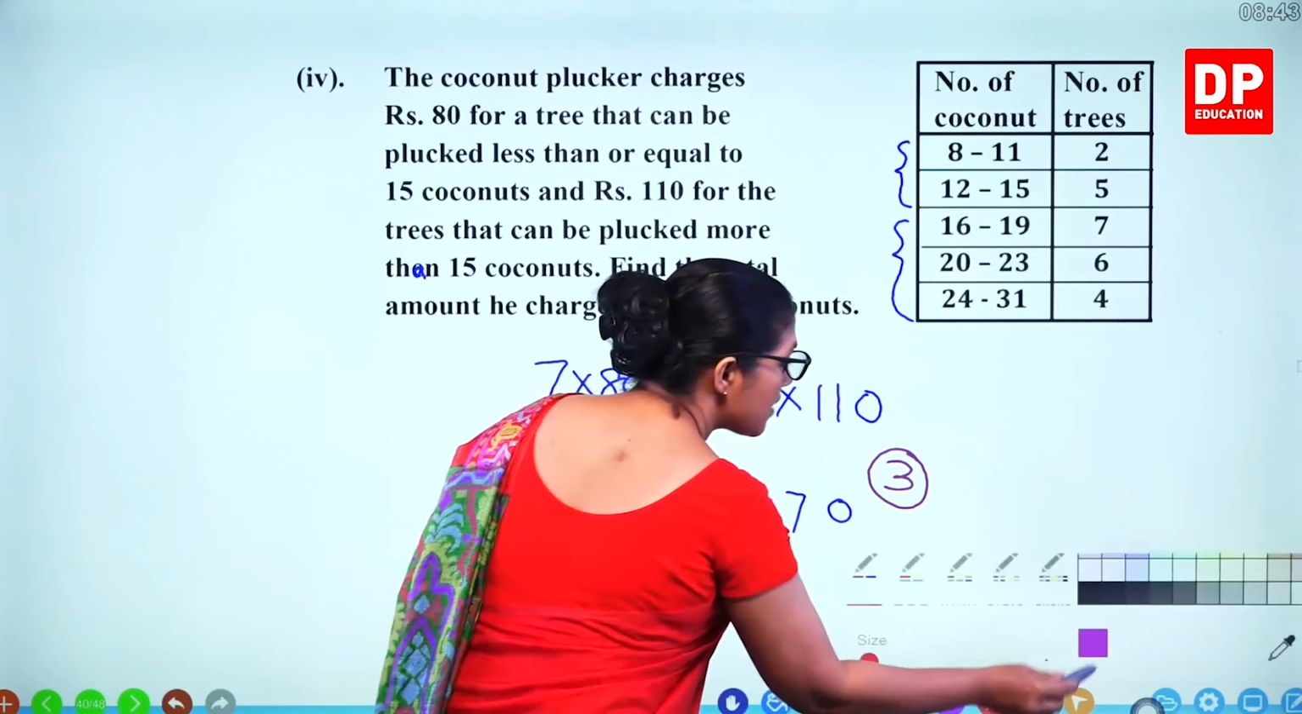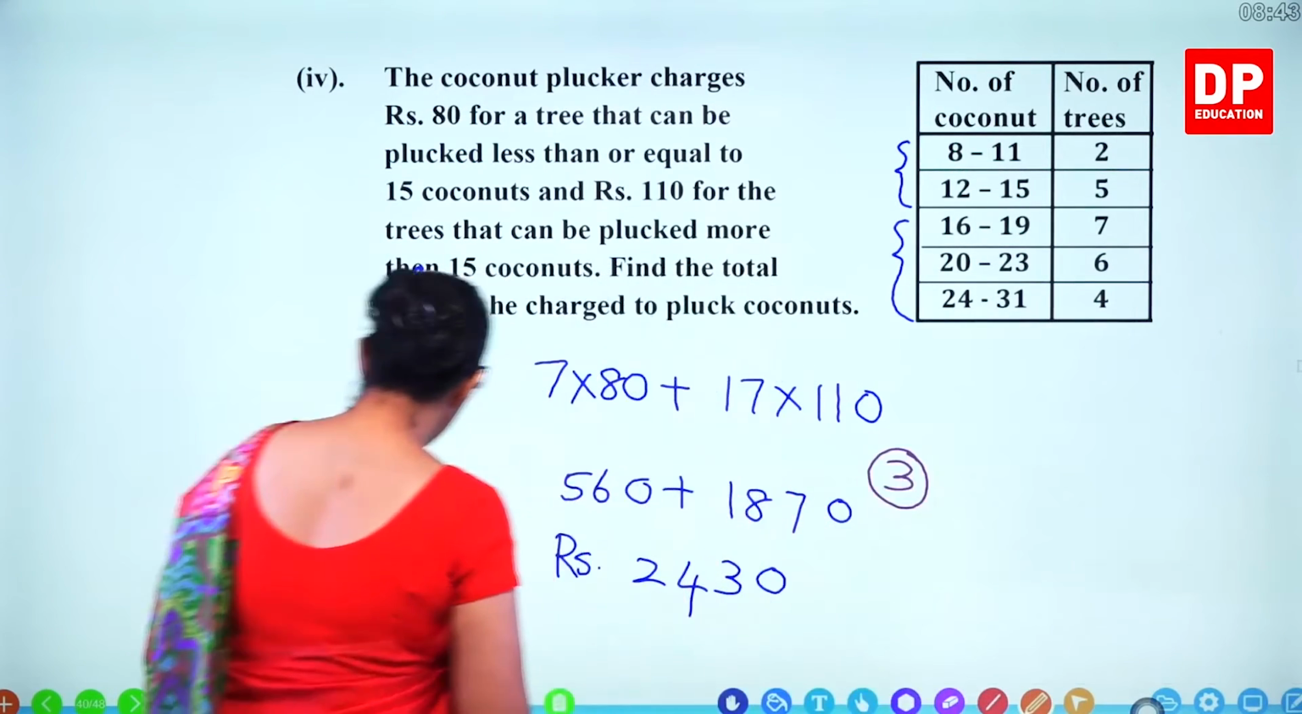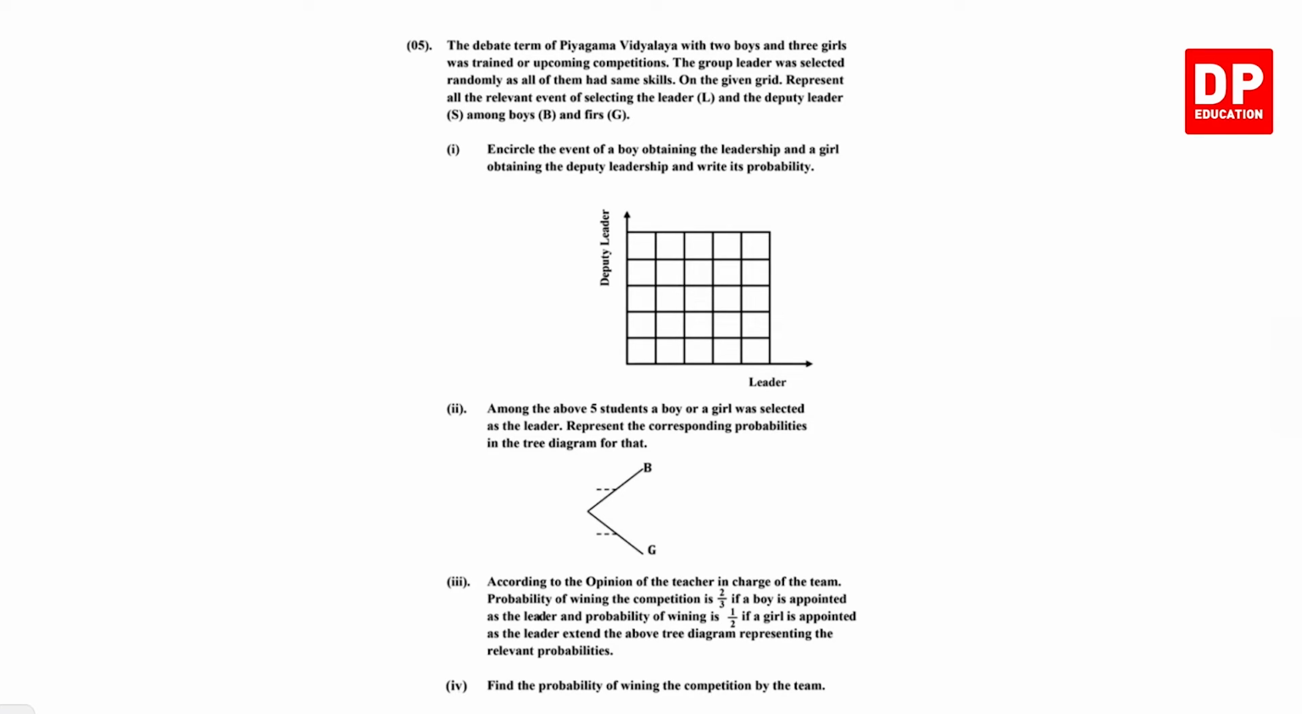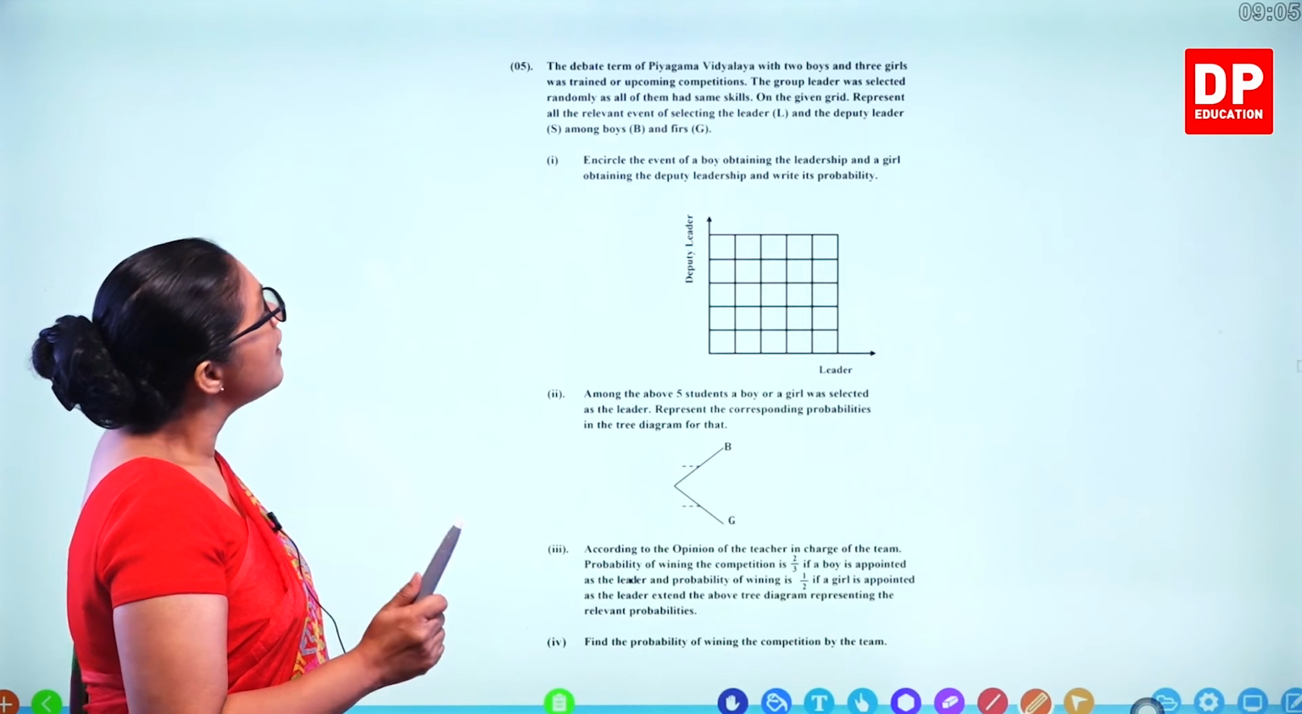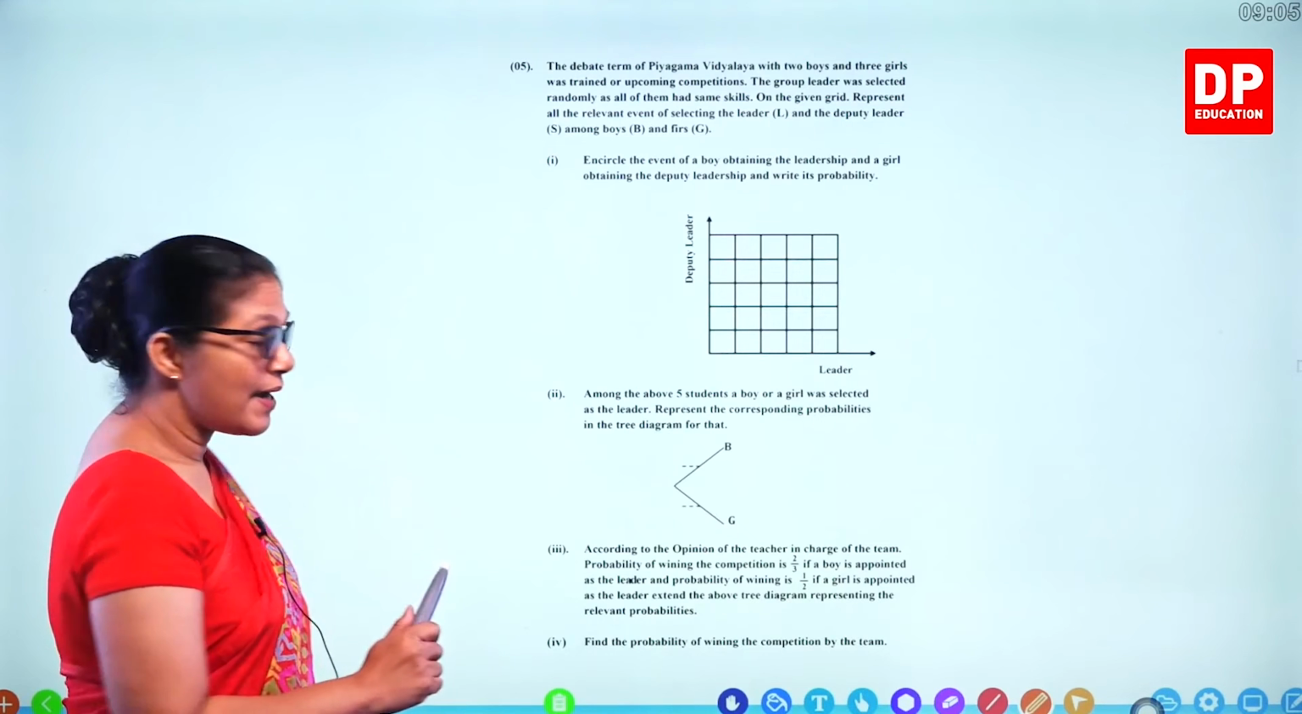So let's do the last question in this paper. That's a probability question. You get tree diagrams and sample space diagrams. So let's do this question separately.